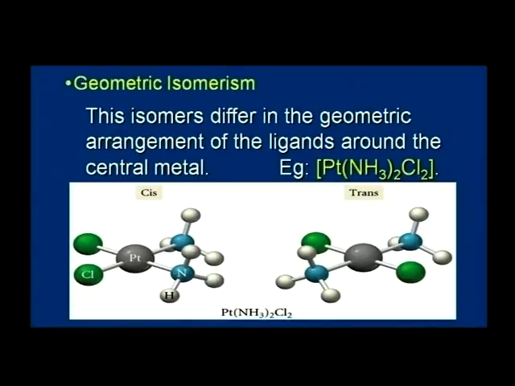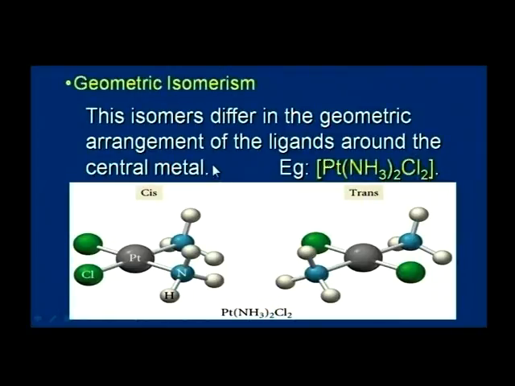In cis isomers we can observe the identical molecules or identical ligands are placed adjacent to each other, whereas in trans isomers the identical molecules are opposite to each other. Here we can see clearly, friends, here the two identical molecules are adjacent to each other, so this is called the cis isomer, and here the two identical ligands are opposite to each other, so this is called the trans isomer. And these isomers differ in the geometric arrangements of the ligands around the central metal atom.